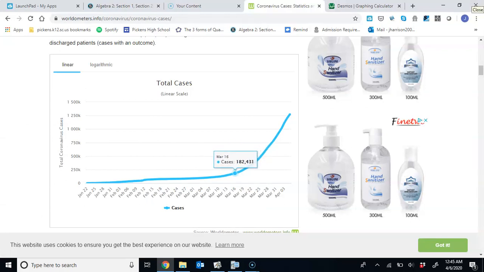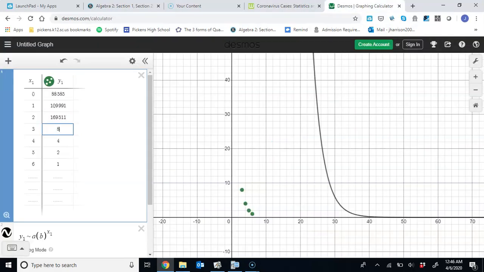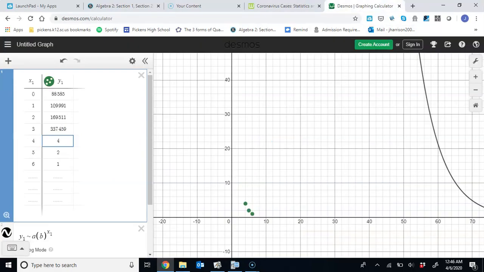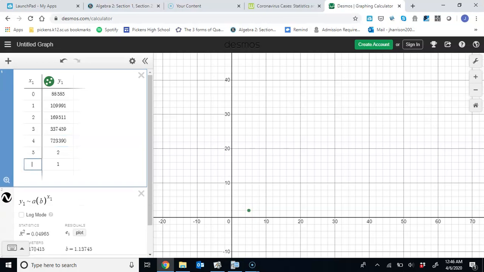So then after March the 15th, we were going to head up to March the 22nd. That is 7 more days. 337,459. And let's do one more. Then we went to March the 29th. 723,390. I'm going to see if I can get those. Yeah, there we go.